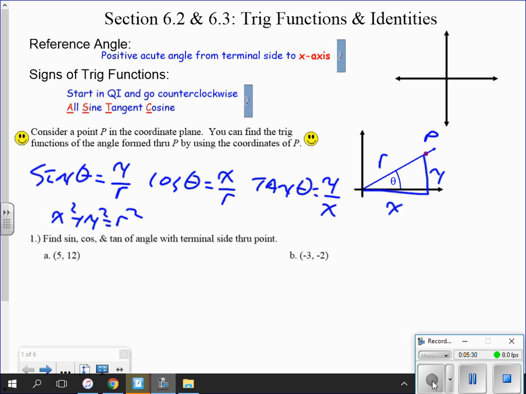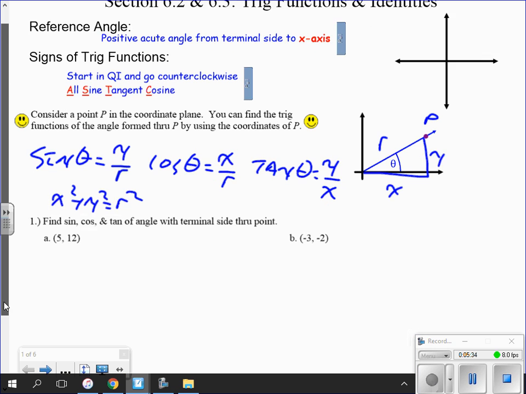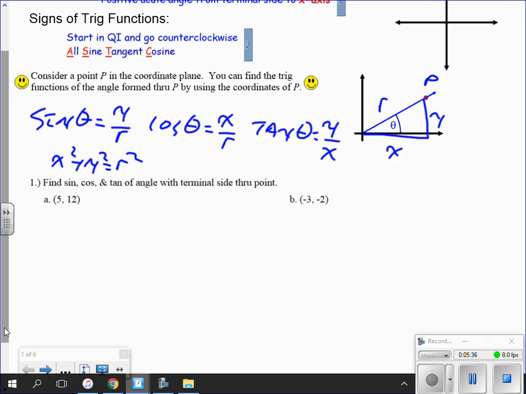Not on that one. You will in a minute. So find the sine, cosine, and tangent of an angle whose terminal side passes through the point. So first thing we need to do is say, all right, we've got an XY axis. Where is the point (5, 12) at? It's somewhere up here, right? So I have the line going down here. My x is 5. My y is 12.